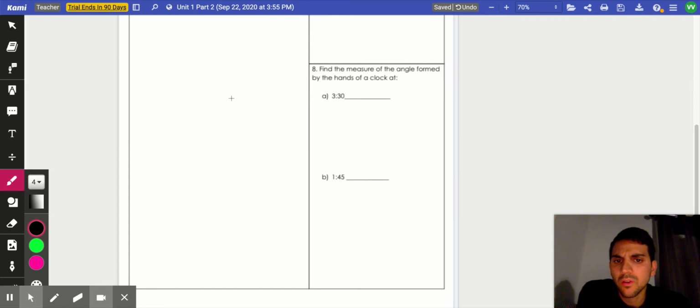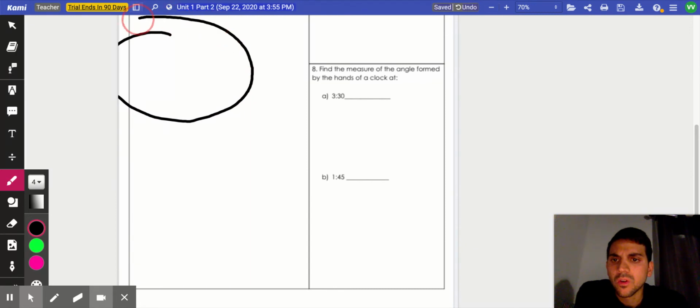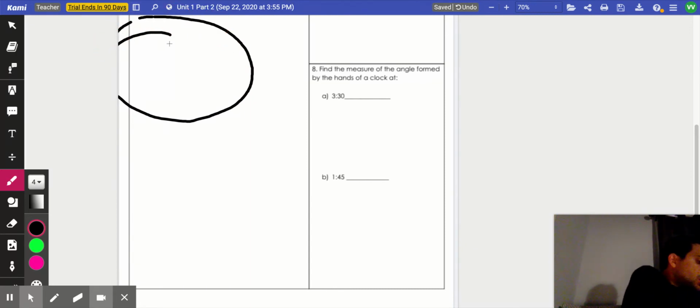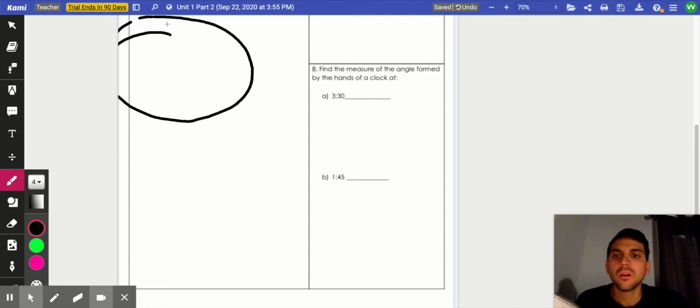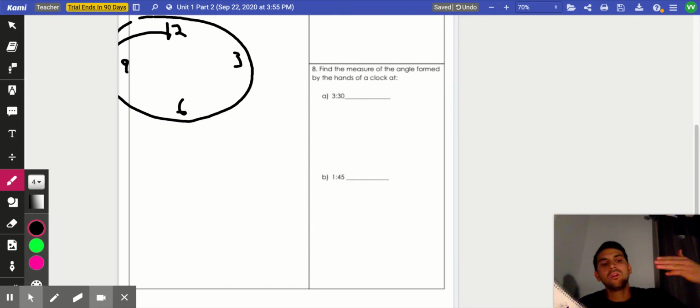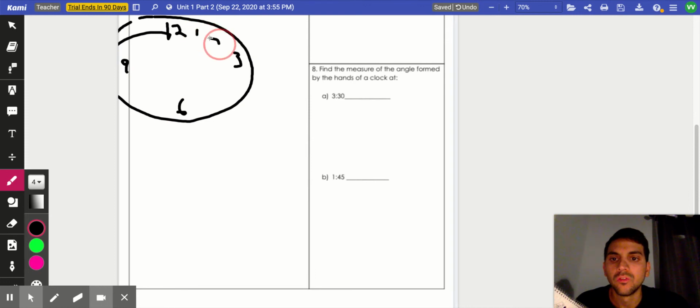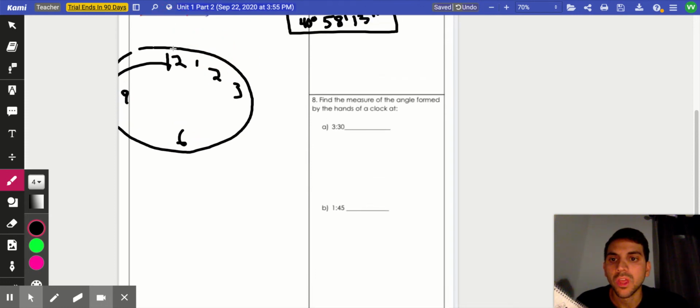It says, find the measures of the angles formed by the hands of a clock, okay? At 3:30. So the best way to break this down, and I like to write down the notes on this stuff just in case I always forget: 12 o'clock, most important, 12 o'clock, 3 o'clock, 6 o'clock, 9 o'clock, okay? For every hour, think about just a regular clock. For every hour that passes by, 1, 2, 3, right? Think of degrees, right? There's going to be 360 degrees in a clock.